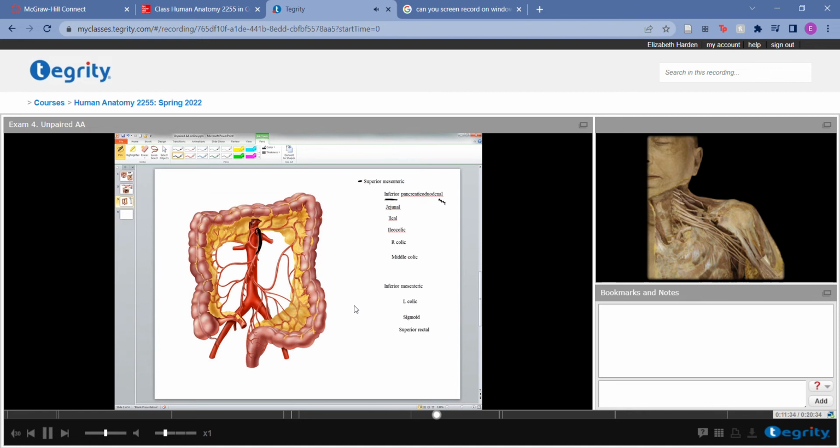Since I can't draw across slides, I'm just going to remind you here that that's going to anastomose with our superior pancreatico-duodenal. And it actually provides some collateral circulation between branches of the celiac trunk and branches off the superior mesenteric. All right, so that's our very first branch that comes off.